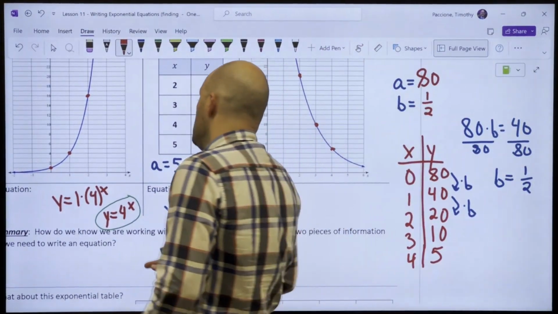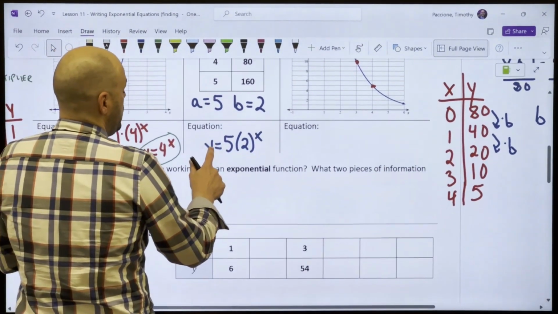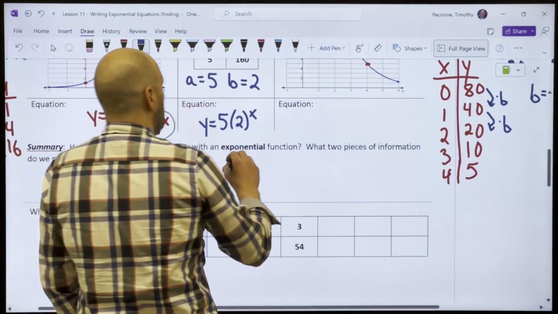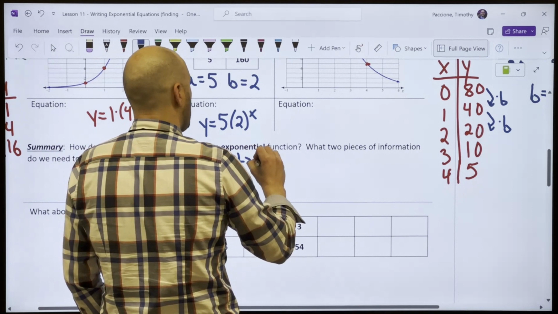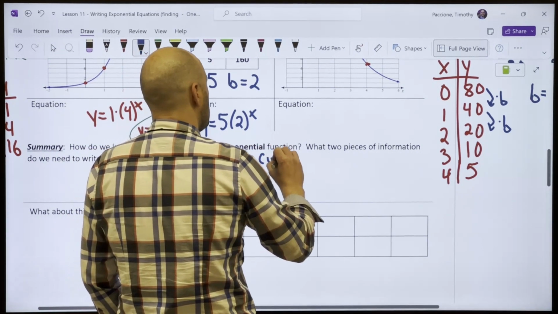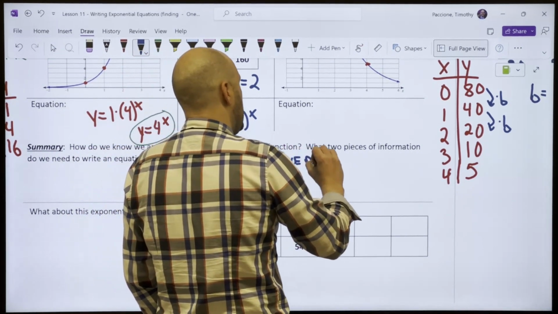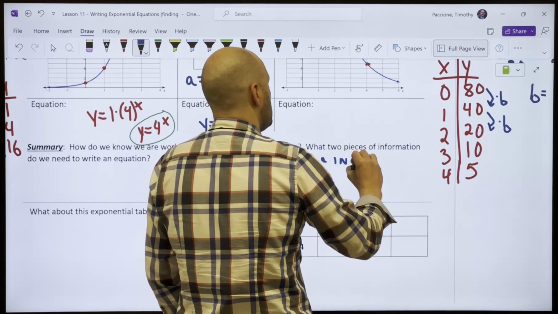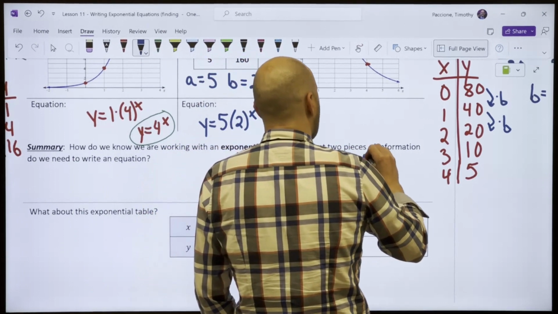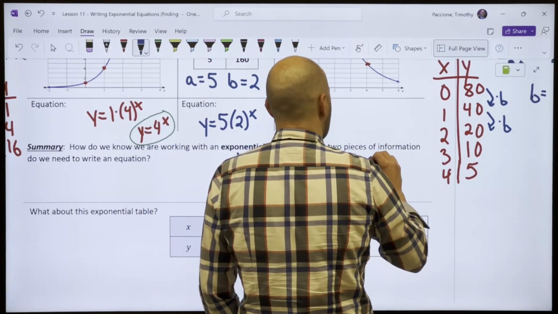Now, in all of these situations, we knew you were dealing with an exponential function. We already discussed this, right? If it's a graph, it's because it's curved and increasing or decreasing and not both.